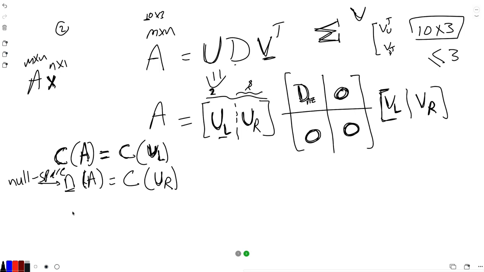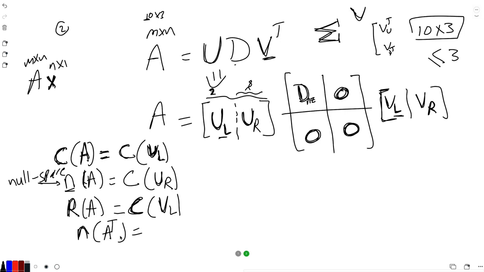Now if you go back to when we talked about column space and row space, the row space of A is the column space of VL. And the null space of A transpose is the same as the column space of V right. Now this is actually the general concept.